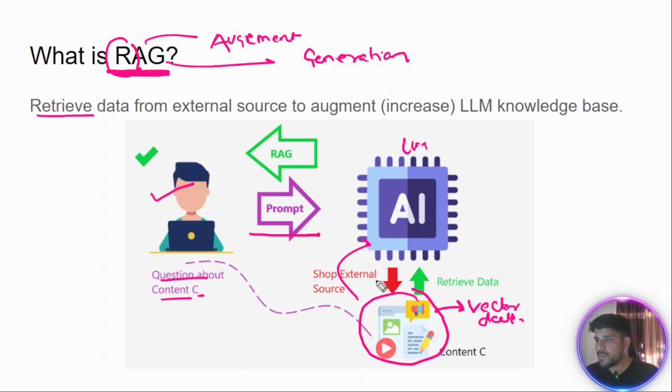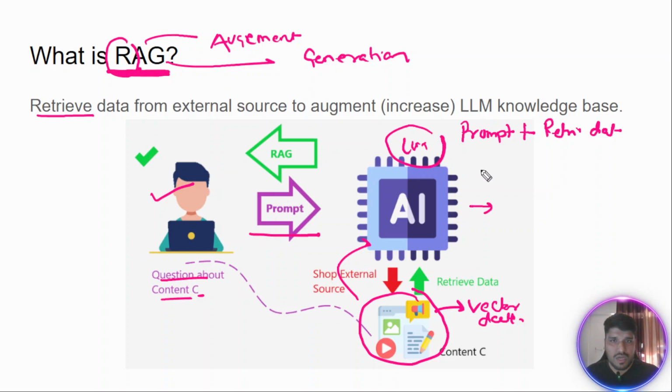Now, when you hit the prompt, information is fetched using some algorithm and passed to the LLM. Now, what does the LLM have? The LLM has two pieces of information. One is the user prompt, which is nothing but the user question, plus the retrieved data, right? Now, what is the advantage here? The LLM is now aware of the content on which the user is asking the question, and it has the user prompt.